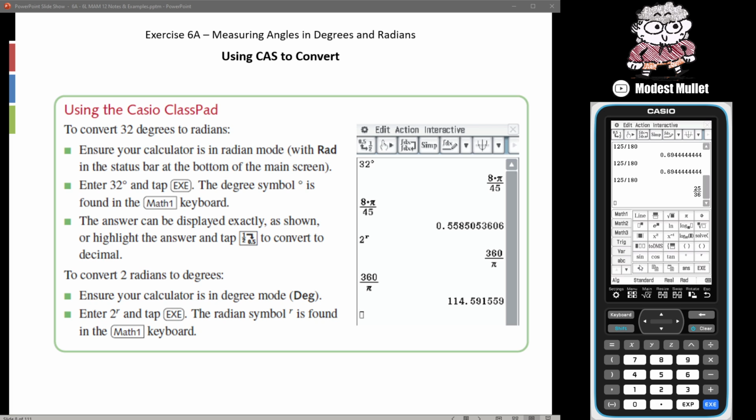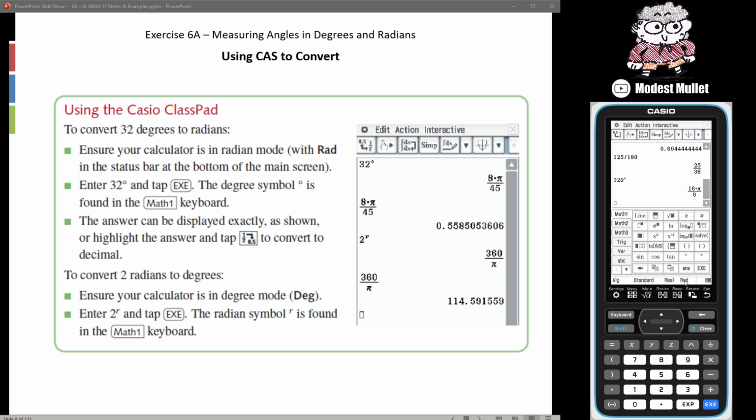So it's just a matter of, say if I want to convert 320 degrees into radians, I put it in as 320, and then in Math 1 there's the degree symbol. You need to tell it that's actually in degrees. Just hit enter and it's going to give it to you in radians, because the calculator is always going to represent answers in radians. Same thing going back the other way.